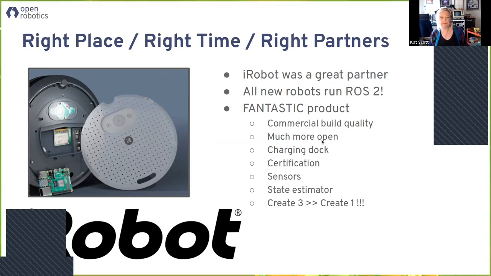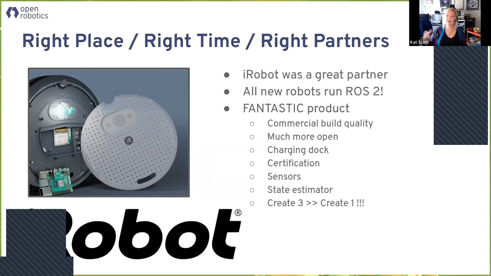Wow. Because this is the same base they use for everything else. This is just fantastic. It's a commercial build quality. They're moving in a much more open source direction, which is fantastic. It's got a charging dock. It's got all the certification. It's got both sensors, and I believe there's a state estimator in there. So you have wheel odometry and an IMU and a few other things in there. And so it actually has a pretty good sense of where it moves.